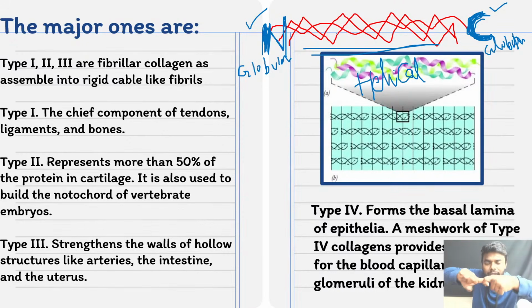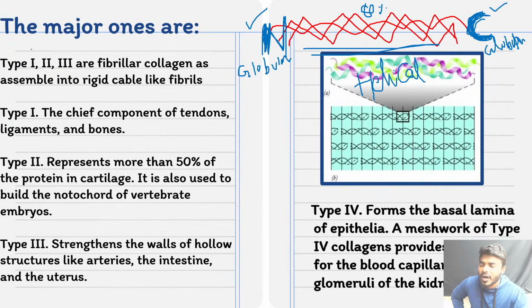It's a fibrillar, rigid cable-like structure. How strong is the cable? In the same way, collagen is also very strong, because you can imagine 80% of collagen is fibrillar in nature. Only the N-terminal and C-terminal are globular in nature. Don't get confused with this particular point.